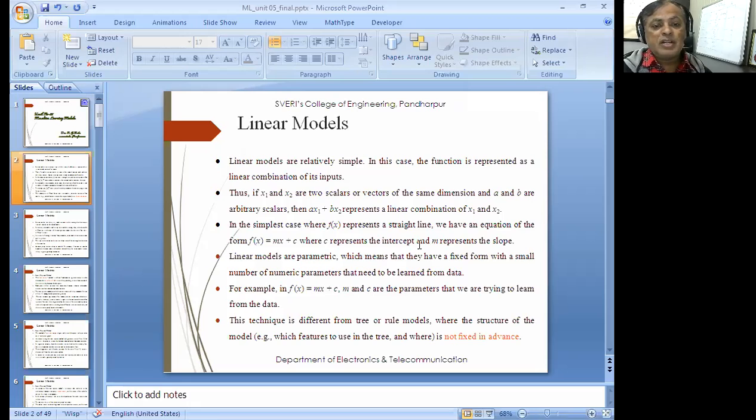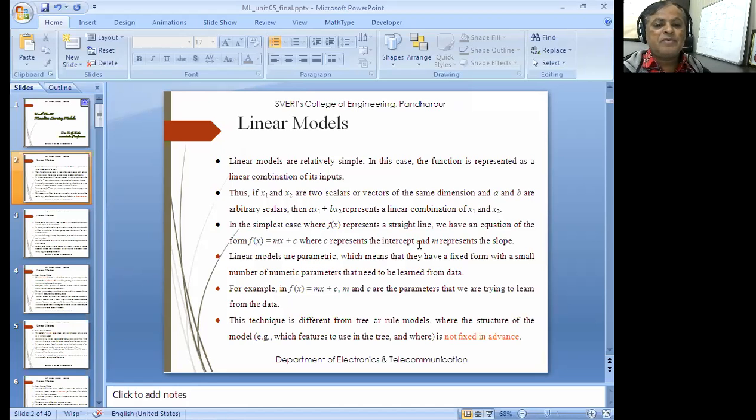So the next question arises: what are the fixed parameters and what are the parameters we want to learn? We want to learn some of the numeric parameters from the data. In this case, if you have the slope of an equation, then what is to be learned from here? We have to learn m and c. Once you understand m and c, it is easier to calculate f of x.